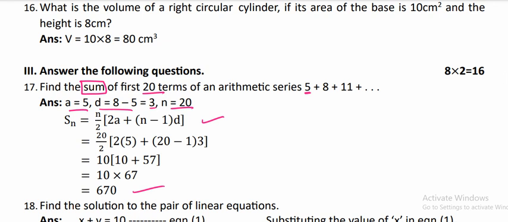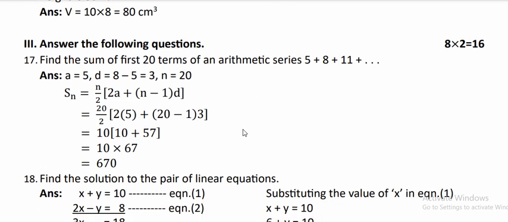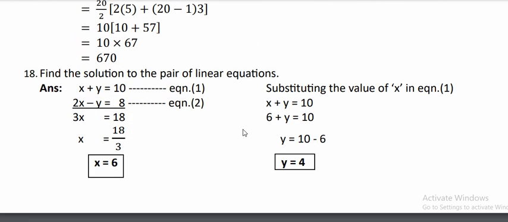Then we move on to the next question. Find the solution for the pair of linear equations. Here we have to solve this pair of linear equations by writing one by one. By adding these, we didn't subtract, so signs are not changed. By adding, these two get cancelled. 2x plus x is 3x, 10 plus 8 is 18. So if you cancel, 3 ones are 3, 3 sixes are 18, you get x is equal to 6.